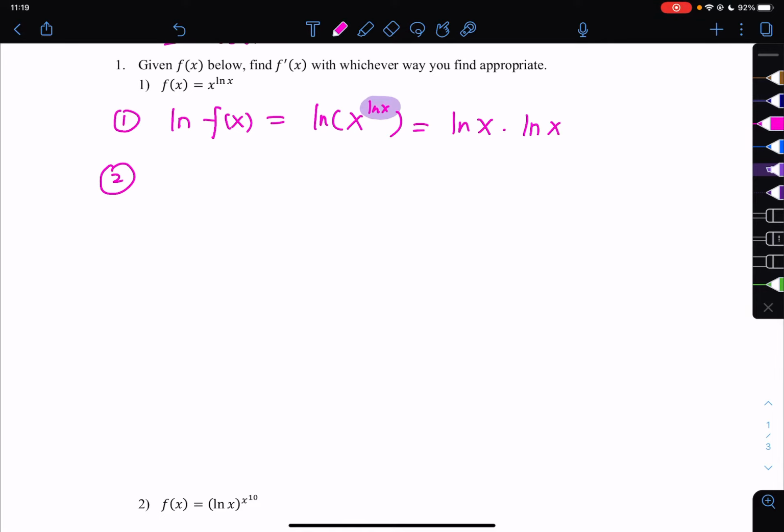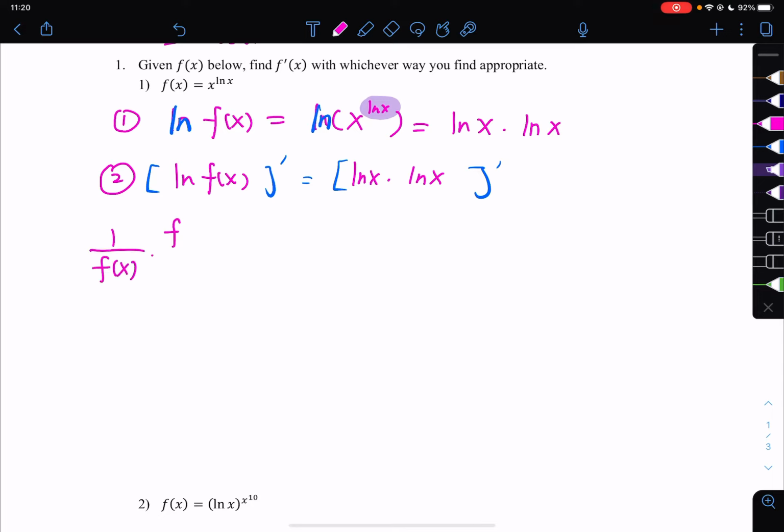Once you took ln on both sides, the next thing you're going to do is take the derivative on both sides. So you have ln of f of x, and then ln x times ln x. The left side, according to the rule, ends up as 1 over f of x, because the log function has 1 over whatever is behind it. The chain rule says you multiply by the derivative of the inside layer, and the right side is a product, so use the product rule, which means you end up with something that looks like this.